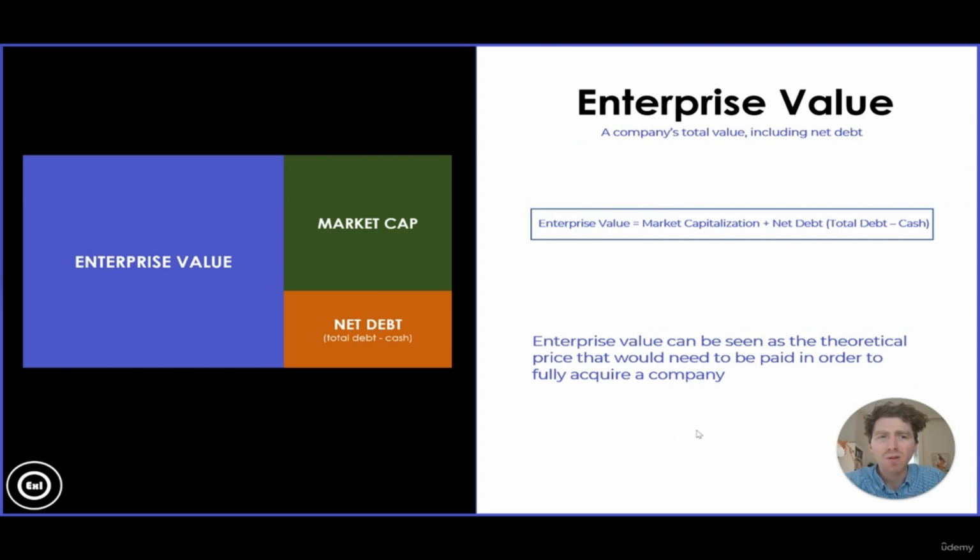Let's have a look at the concept of enterprise value. The enterprise value is the company's total value, including net debt. You can think of it as the overall price someone needs to pay to acquire the full company. In contrast to the market capitalization itself, enterprise value also includes the net debt. The net debt is calculated by the total debt of a company minus its cash holdings.